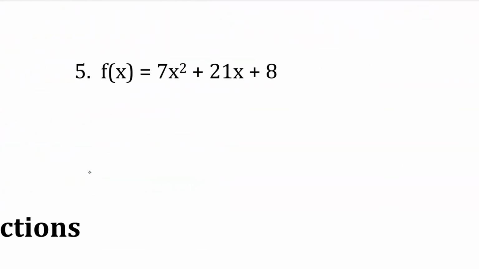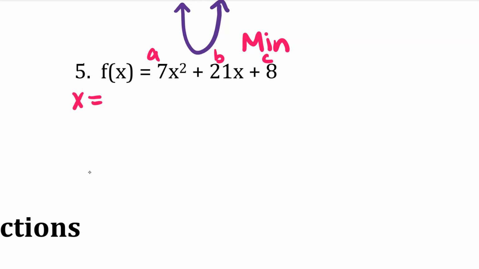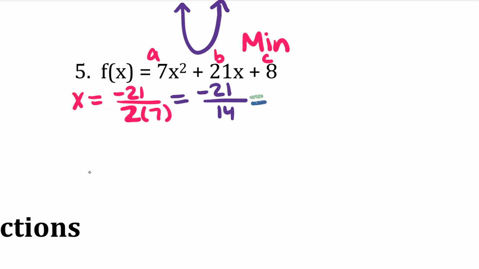Number 5, same thing. There is no negative in the front, so I know my parabola is facing upwards. So I'm going to find a minimum this time. This is A, B, and C. So for the x part, I'm going to do negative b, so negative 21 over 2 times a, and a is 7. So negative 21 over 14, we do have to reduce that. So that's going to get me negative 3 over 2.